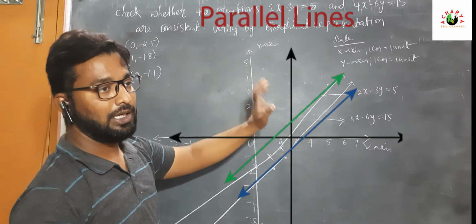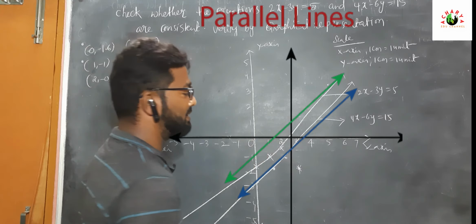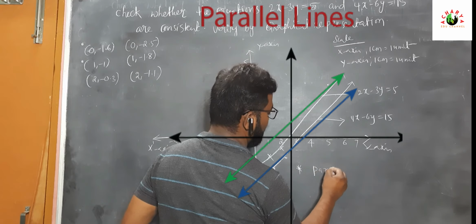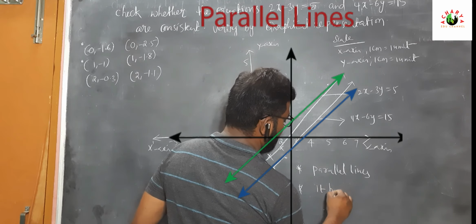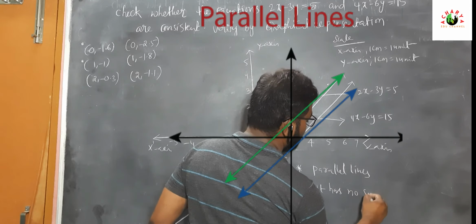After completing these parallel lines, we have to write some points below the graph. First, these two lines show parallel lines. The next one: how many solutions does it have? There is no solution. These two lines do not intersect at any point, so how is a solution possible? There is no solution. So it has no solution.